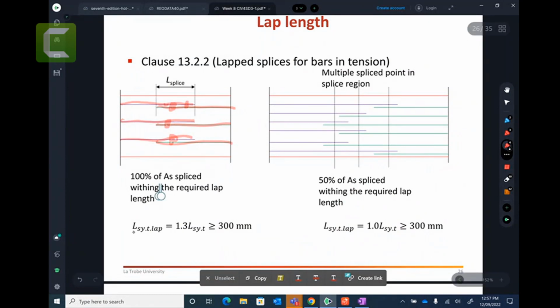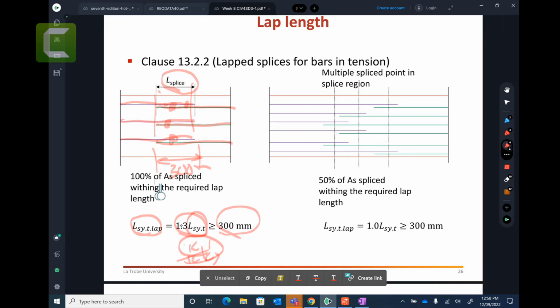So in that case, your Lsy lap is 1.3 of Lsy. So you can calculate Lsy. You remember those equations, you remember K1 and K2 and K3. We use that equation, so you can have 1.3 when you have these situations. This lap splice you can calculate by taking 1.3 Lsy, greater than or equal to 300 millimeters. That is the minimum. You can't go less than 300 millimeters.